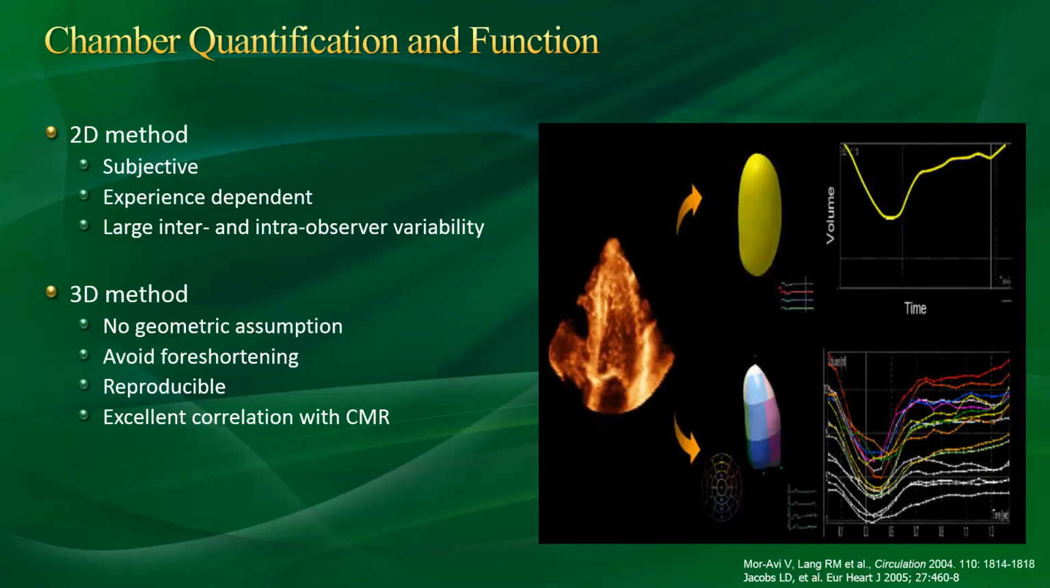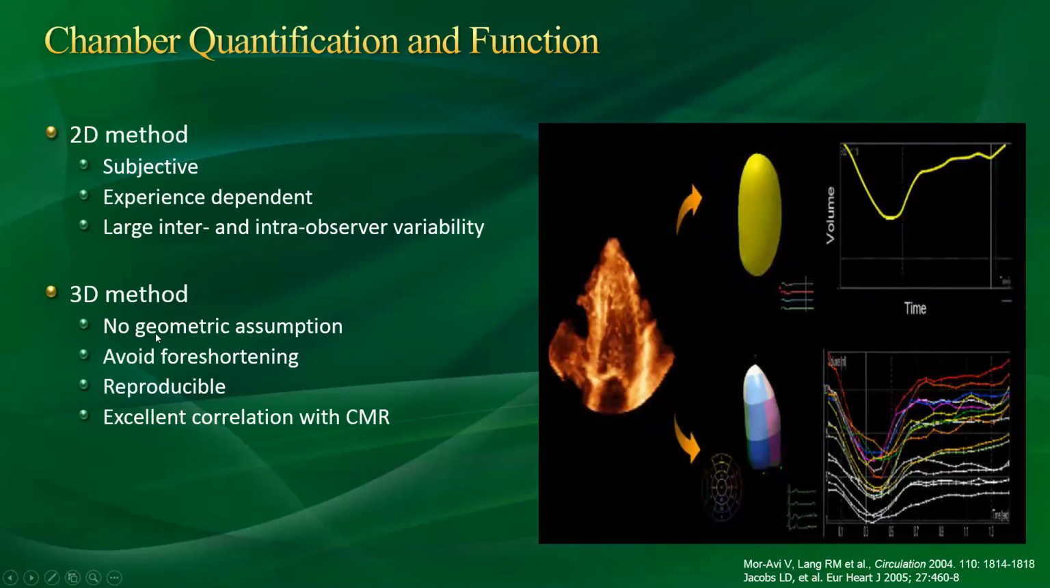And there's large inter-observer variability with 2D echo, up to 10%, which is significant, right? We decide on a patient getting an ICD, an implantable defibrillator, if the EF is 35%, so a 10% difference can make a big change in the patient's life. It's also experience dependent.